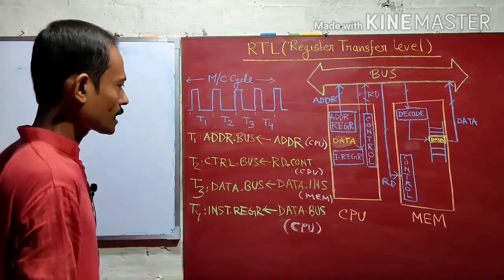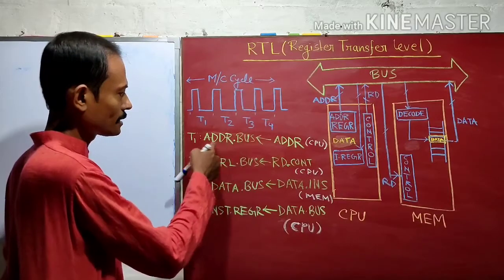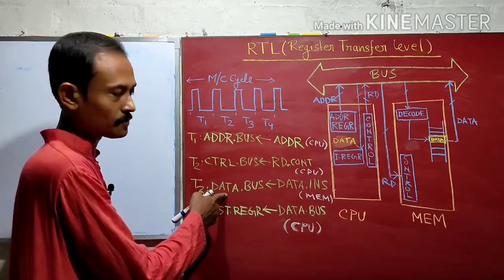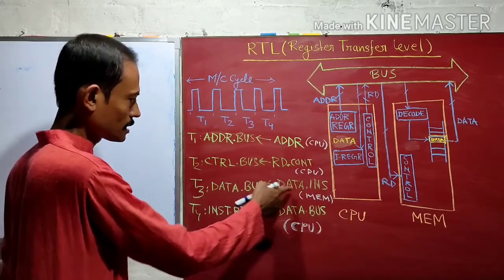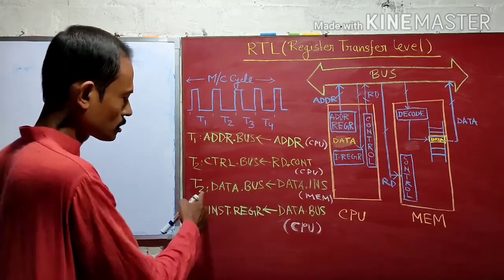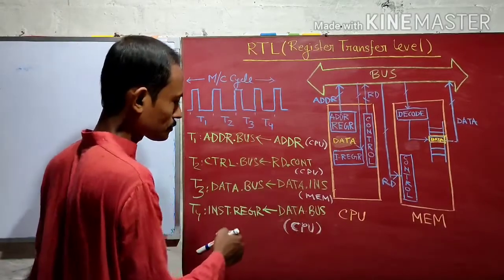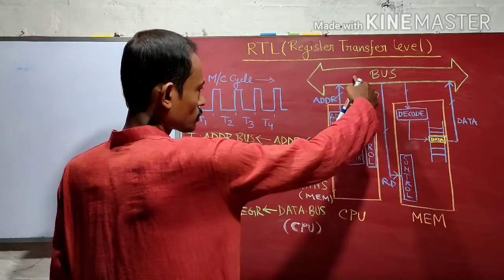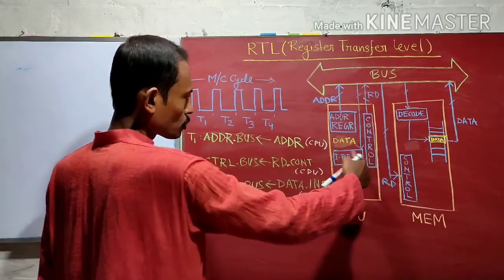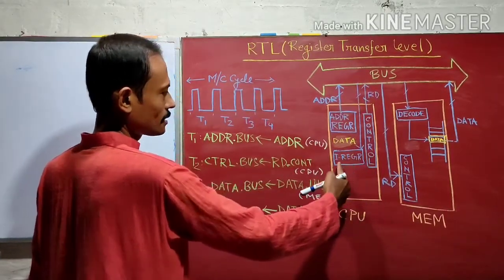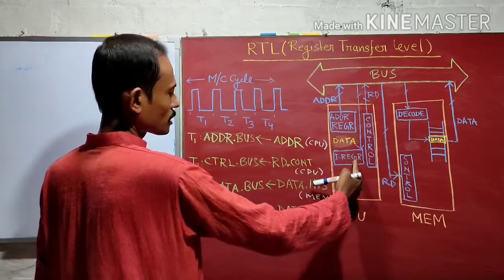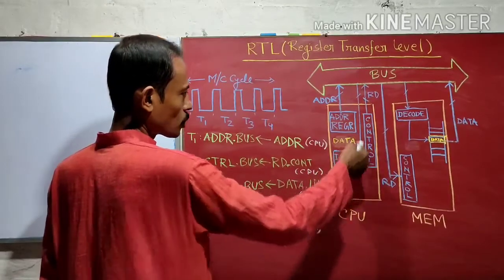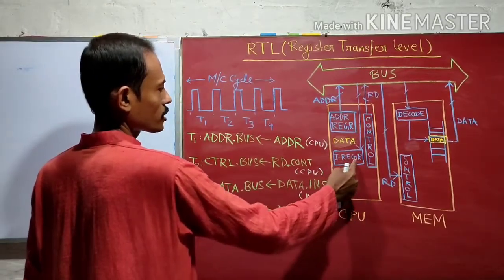Here we can see that within the same bus there are 3 different sections: address bus, control bus and data bus. So this data will be put on the data bus. So this will be the third state. Then in the fourth state, what will happen? This data is present within the bus, so this data will be stored within a register called the instruction register. As we are fetching an instruction, the register that holds this instruction is called the instruction register.